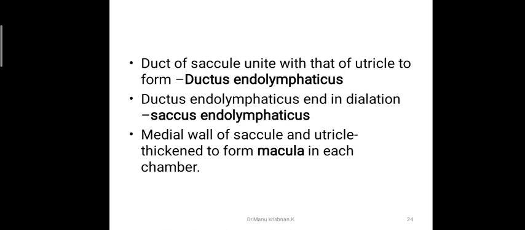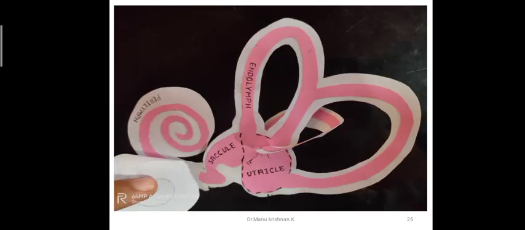And the medial wall of the saccule and the utricle is thickened to form macula. That's a very important thing to remember. The medial wall of saccule and utricle is thickened to form macula in each chamber. So here you can see the saccule and utricle. This is the saccule and this is the utricle, and you can see the openings of the semicircular ducts into the utricle, and in the medial wall of this utricle and saccule there will be macula.